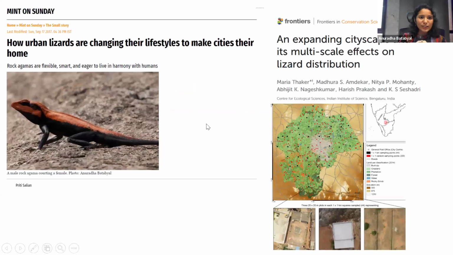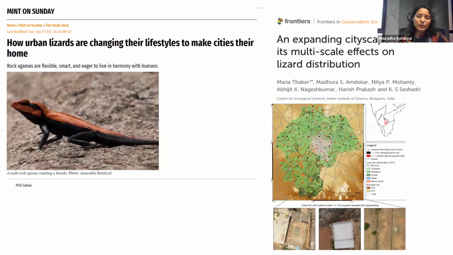And so after that work, a lot of these studies came up, like how urban lizards are changing their lifestyle to make cities their homes. That was covered in Mint. And along with that, there was another work which was done from the lab about what kind of landscape, what kind of habitat are actually important for these lizards, whether it's the rocks, whether it is the vegetation cover, water bodies, what is important for these animals to survive in the city.